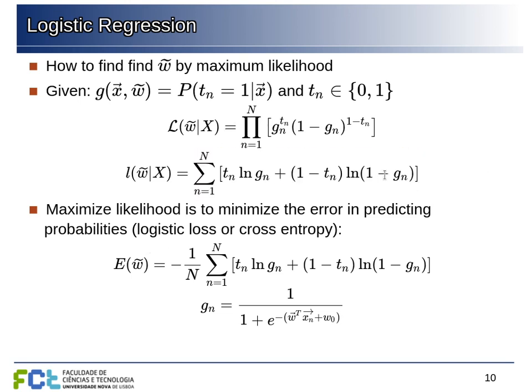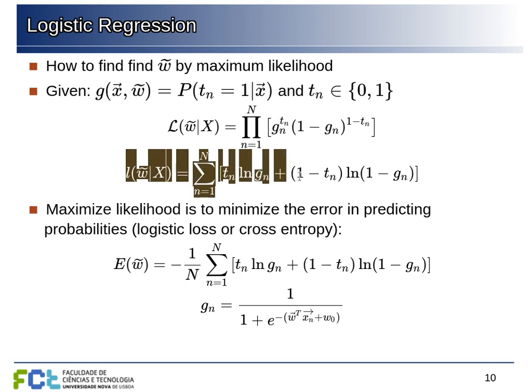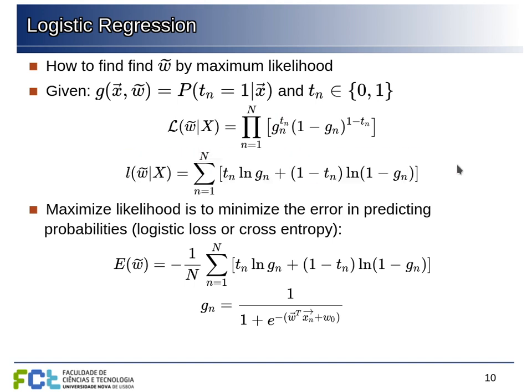So this converts into a sum. We have the logarithms there. The exponents come down in multiplication. And basically, this is what we need to maximize. And this ends up being the same as minimizing the symmetric of this, which is the logistic loss or cross entropy. And so this is the expression that we want to minimize in order to adjust the parameters of our G function so that we maximize the likelihood of those parameters.